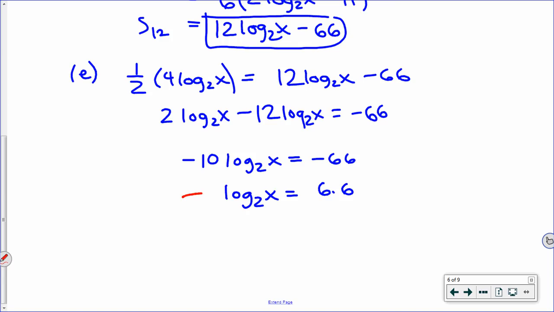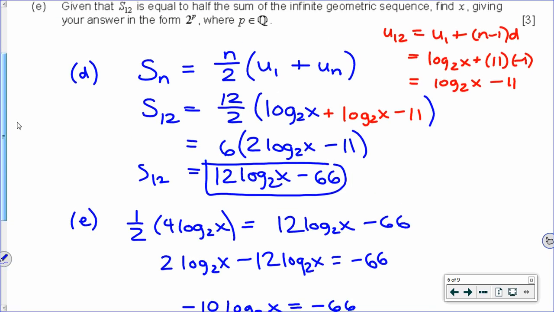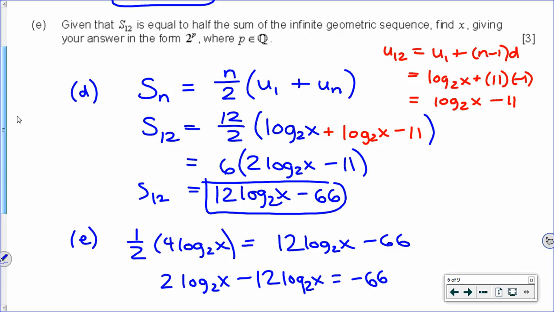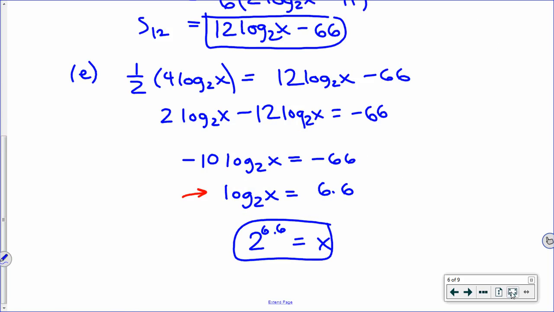Once your log is isolated like this, you can just write it in exponential form. The base is 2, the power is 6.6, and it equals x. And that's how they asked us to write our final answer. If you look back up at question E, it says, write your final answer in the form 2 to the p power, where p is an element of Q. That just means that p is a rational number, which here it is 6.6. And that's all.